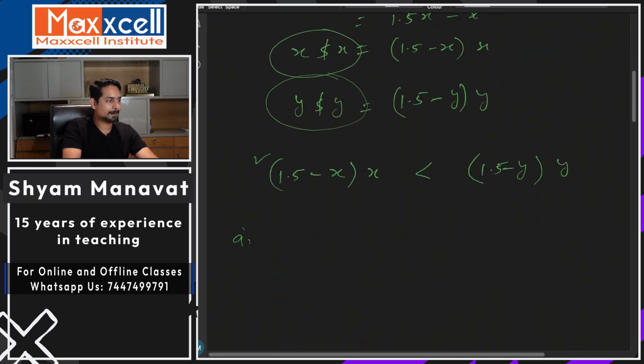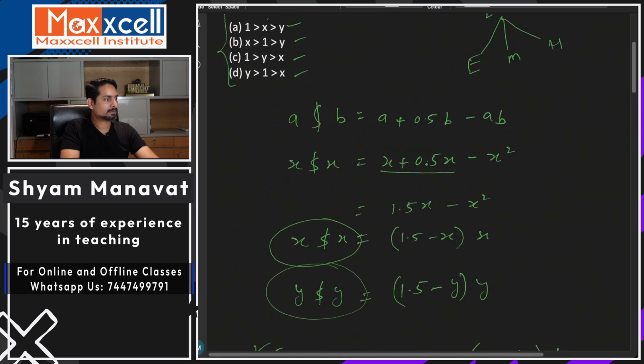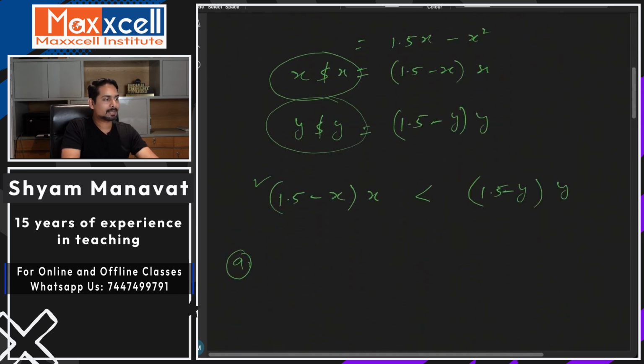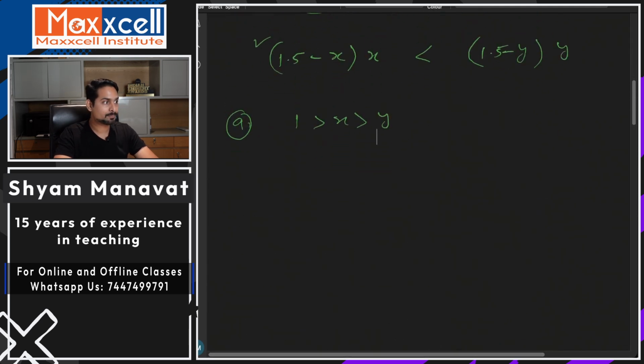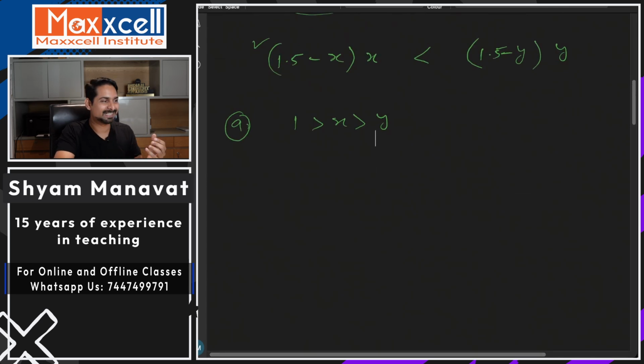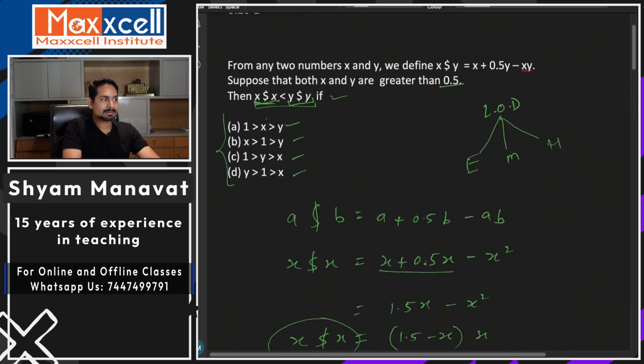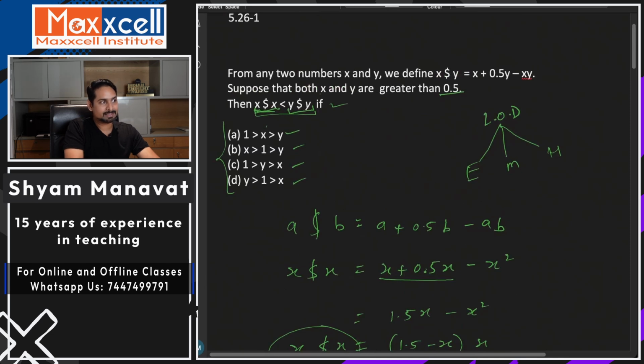So if you look at option number A, let's see. Option A says that x is less than 1 and y is further less than x. So now let's assume some random values of x and y and then understand, because I want you to understand what exactly we are doing. Let's say x is less than 1, so 0.9, and y we can consider, let's say, 0.7. Now we can't consider anything less than 0.5 because it is given in the question that x and y are greater than 0.5.